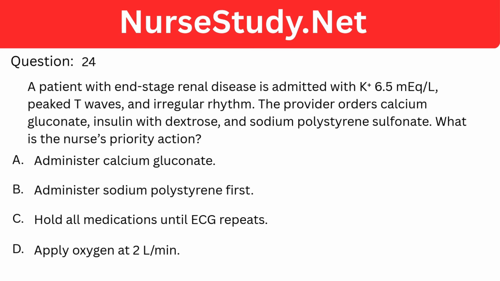Question 24. A patient with end-stage renal disease is admitted with potassium 6.5 milliequivalents per liter, peaked T waves, and irregular rhythm. The provider orders calcium gluconate, insulin with dextrose, and sodium polystyrene sulfonate. What is the nurse's priority action? A. Administer calcium gluconate. B. Administer sodium polystyrene first. C. Hold all medications until ECG repeats. D. Apply oxygen at 2 liters per minute.